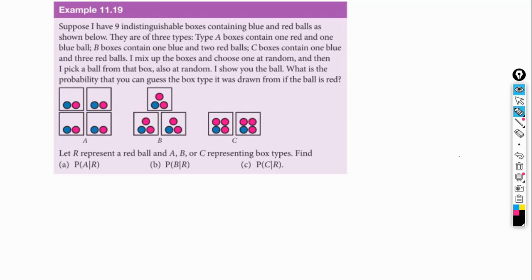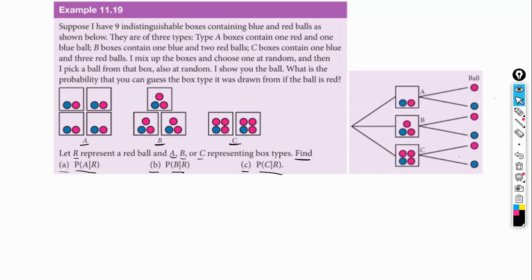So notice that we have box type A, box type B, and box type C. Let R represent a red ball, and A, B, or C represent box types. Find the probability of A given R, the probability of B given R, and the probability of C given R. In these cases, the first thing that we want to do is draw a tree diagram to simplify the situation. So notice that first, he or she scrambles the boxes, and then a ball is picked.